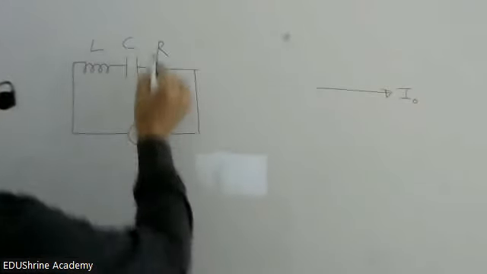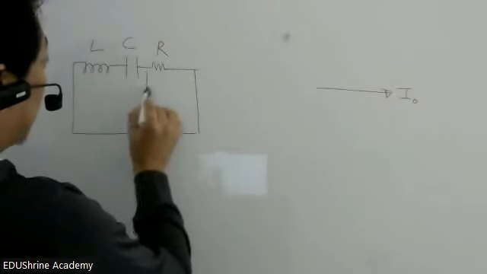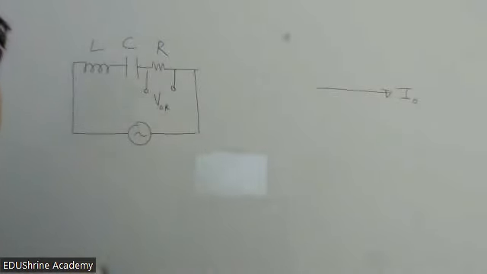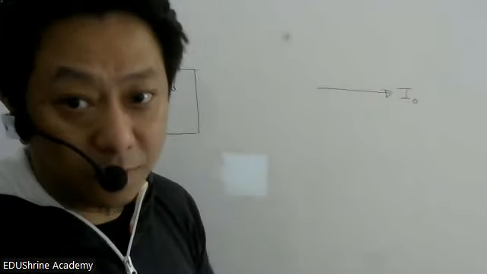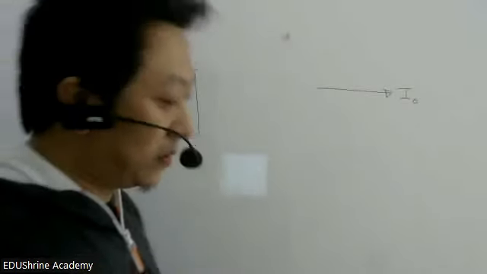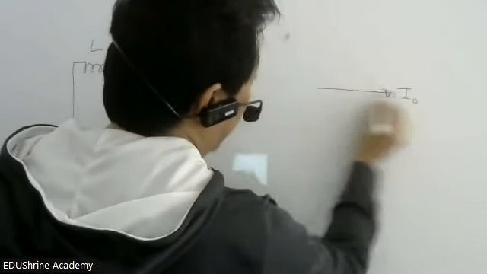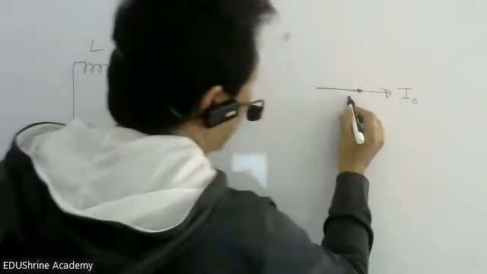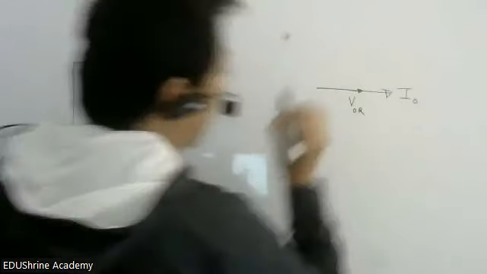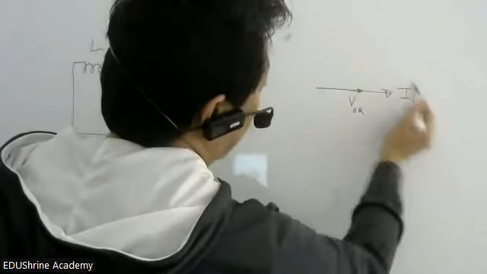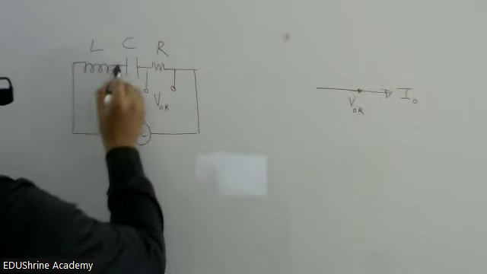Now, in the resistor, whatever voltage is there, the peak voltage, let us write V0R. In a resistor, were current and voltage in the same phase or not? Same phase. So the phasor of voltage across the resistor will be in the same direction as this current. What about the capacitor?